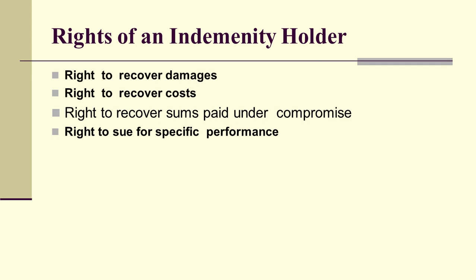Next, the rights of the indemnity holder. What will be the rights of the indemnity holder? Right to recover damage. If damages exist, then the indemnity holder has the right to recover all damages of the contract. Damages means the destruction or partial destruction of the objects, or the variation of the terms and conditions of the contract. Any type of damage which occurs in the contract, the indemnity holder has the right to recover.